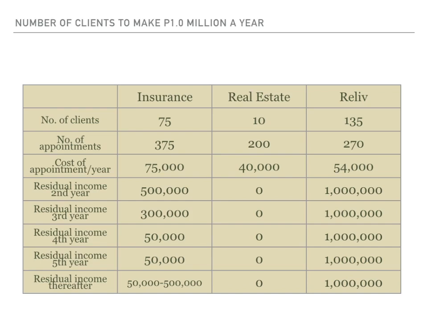In Relief, in order to earn 1 million, you need 135 clients, which represent 270 appointments, a cold close ratio of 1 to 2. Cost of appointments is 54,000. You receive 1 million on your first year. You receive 1 million on the second, third, fourth, fifth, sixth, and thereafter. Now, which is working hard and which is working smart?